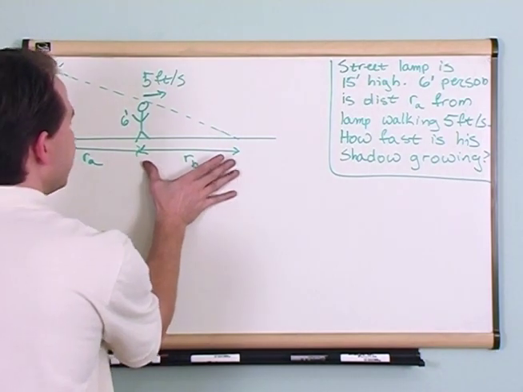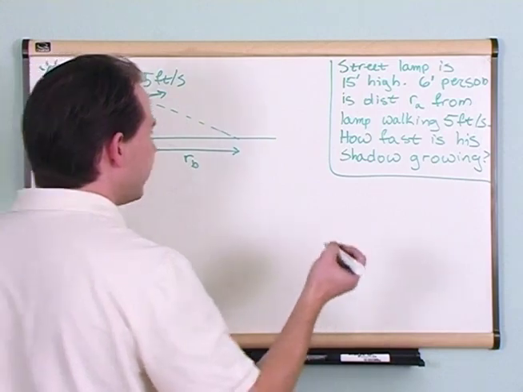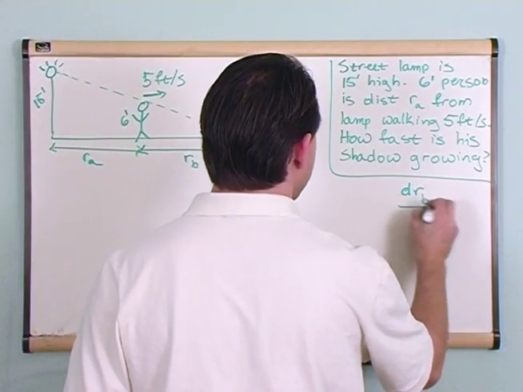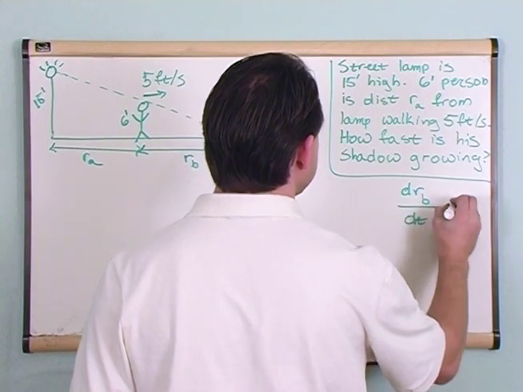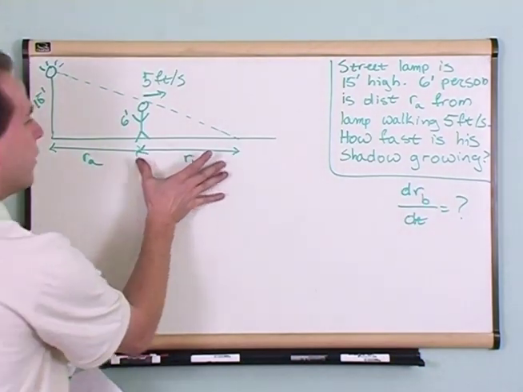Well, if this is the length of his shadow, and they're asking me how fast his shadow is growing, what are we trying to find? We're trying to find dRB with respect to t. That's what we're trying to find. How fast is this distance changing with respect to time?